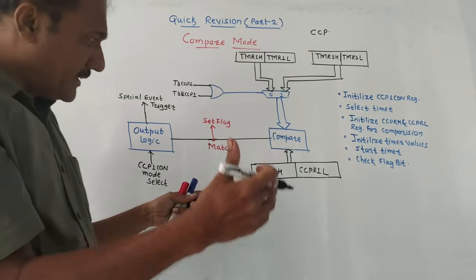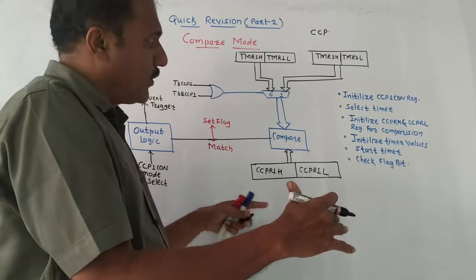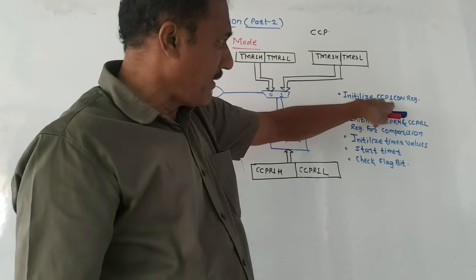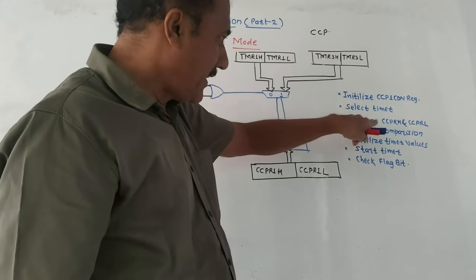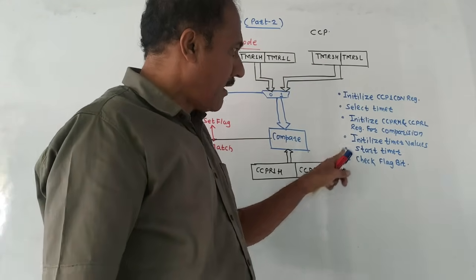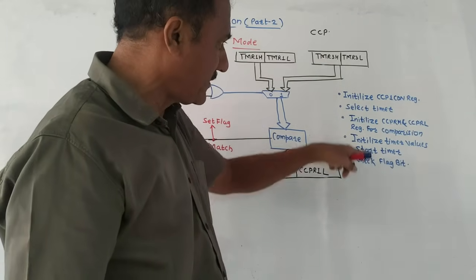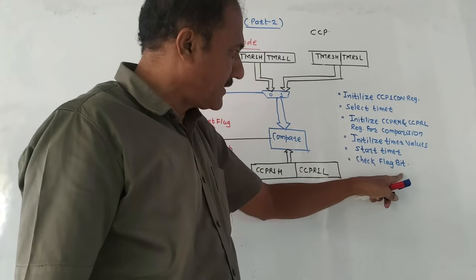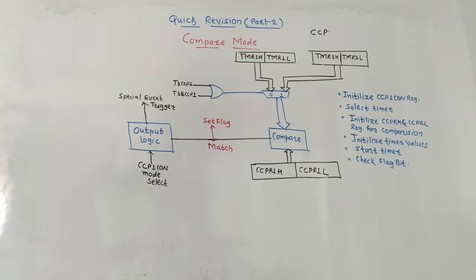We have already discussed in detail video about CCP control register values. Please do watch that video. So these are the steps. First, initialize CCP1 control register, then select particular timer, either timer 1 or timer 3. Initialize these two registers, that is CCPR1H and CCPR1L, for comparison purpose. Then initialize timer values, which are storing reference values. Start the timer and check whenever you will get setting of flag bit. So whenever the comparison is found, a particular flag will be set.